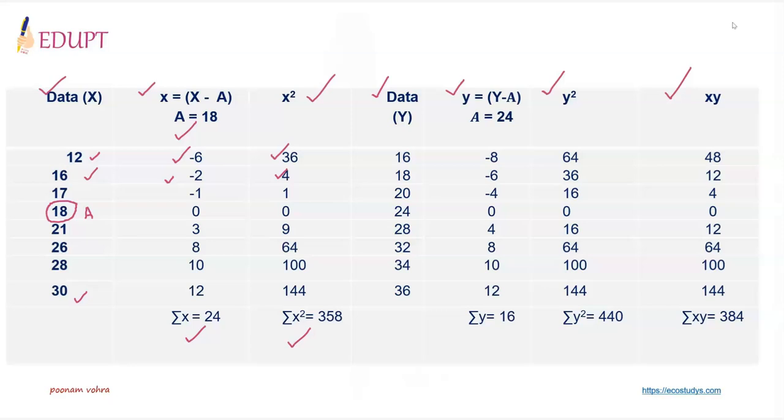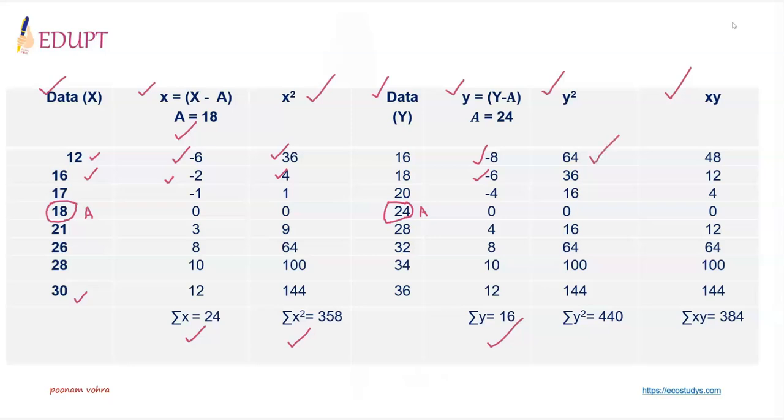Next, the values of variable y are given. You need to find the mean again in order to have deviations. Here also it will be the fourth value, which is 24. So find deviations from 24. 16 minus 24 is minus 8. 18 minus 24 is minus 6, and so on. Complete the series and take its summation. You get sigma y.